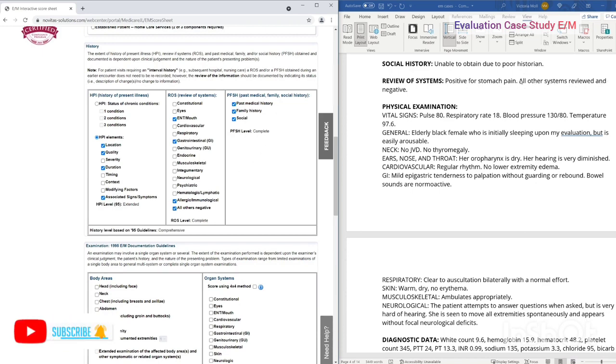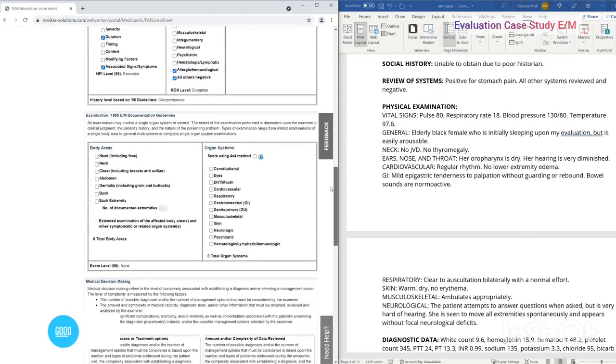Sometimes providers don't always have the right statement here. They might say other systems were reviewed and are negative or 10 systems reviewed and negative, but it really clearly here has to be all other systems were reviewed, all others were negative. So here that's going to take us to a comprehensive history level. And now let's move down to our exam.